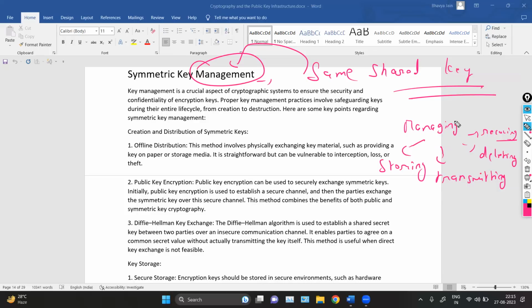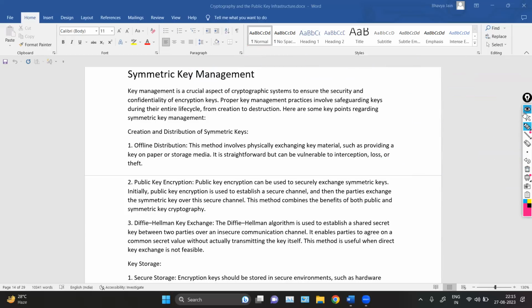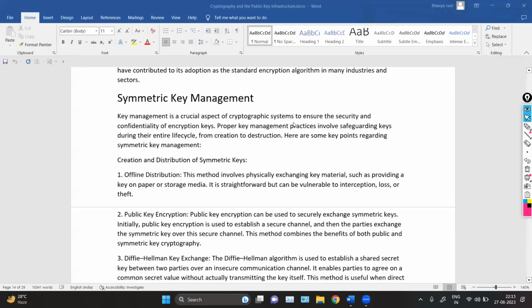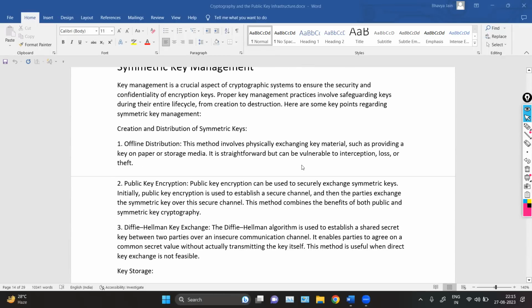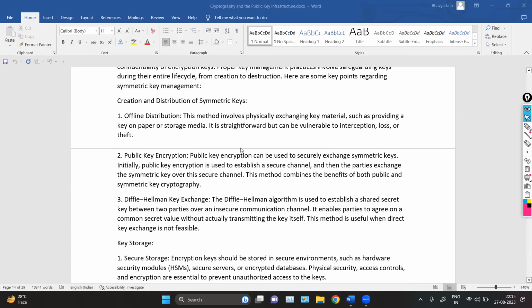Okay, in case of any key loss. So key management is a crucial aspect of cryptographic systems to ensure the security and confidentiality of encryption keys. Proper key management practice involves safeguarding keys during the entire life cycle, which is from creation to destruction. Here are some key points which we have to discuss.